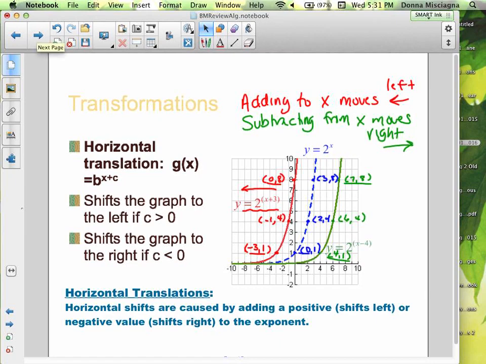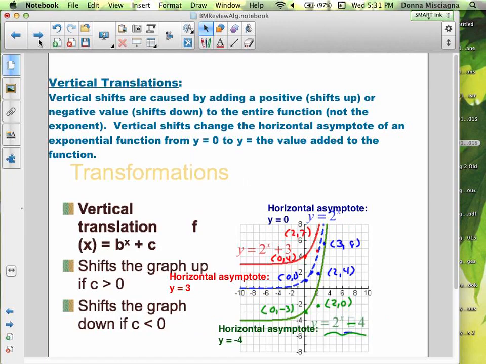So let's look at some vertical transformations. Notice here, all we've done is move it left or right. That horizontal asymptote hasn't changed. It's still at 0. We're just moving the graph left and right. Vertical translations. Vertical shifts are caused by adding a positive, which shifts up, or a negative value, which shifts down, to the entire function, not the exponent. They change the horizontal asymptote of an exponential function from y equals 0 to y equals the value added to the function.